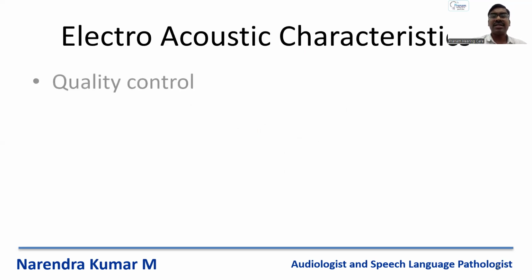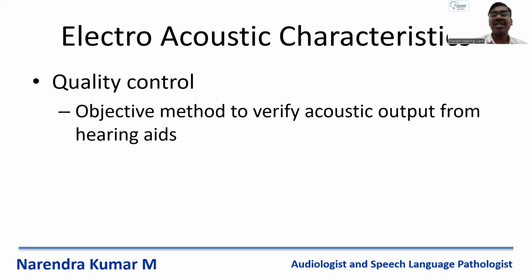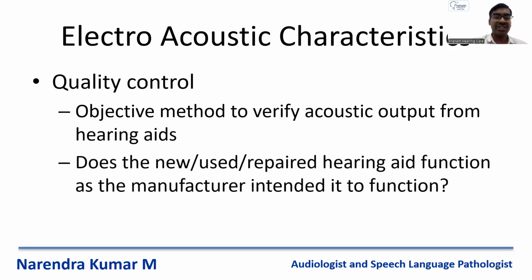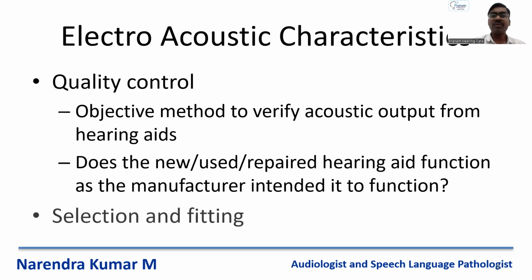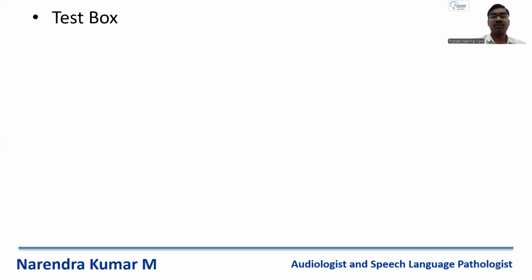This method is an objective method which will ensure the quality control of each and every hearing aid. It verifies the acoustic output from the amplification devices. This measurement can be performed on a brand new hearing aid, a used hearing aid from a hearing aid user, or a hearing aid that has come back from servicing. It also helps us to select the appropriate gain setting of the hearing aid to fit an individual with hearing impairment.